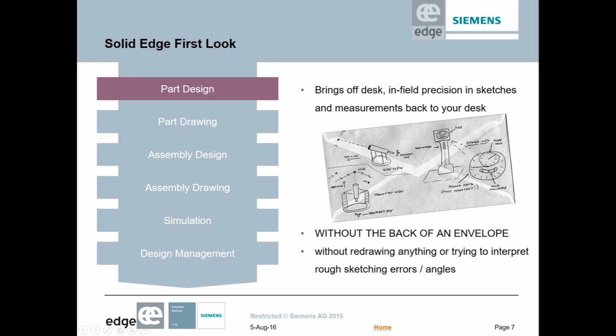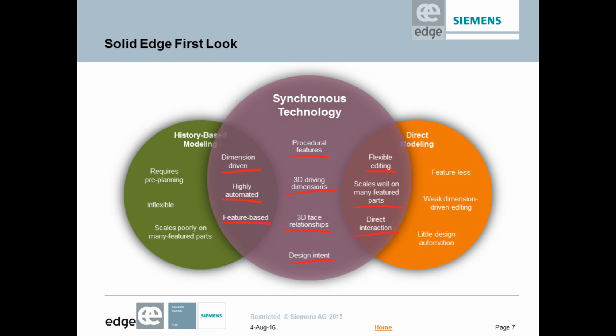How do we do this? Well, we'll have a look at this next slide. We're using synchronous technology as a key for this, and what synchronous technology is, it's a combination of what we believe is the best of history-based modelling with the best of direct modelling.